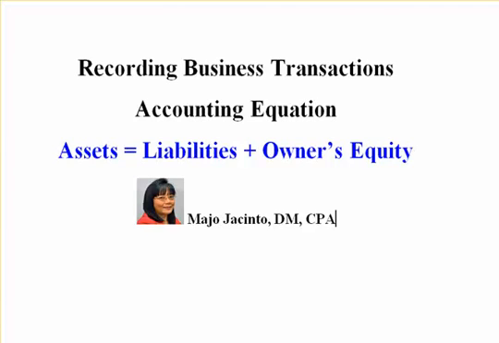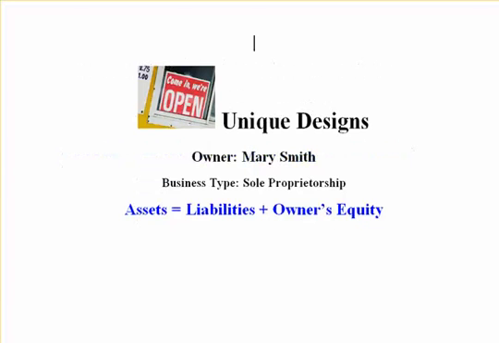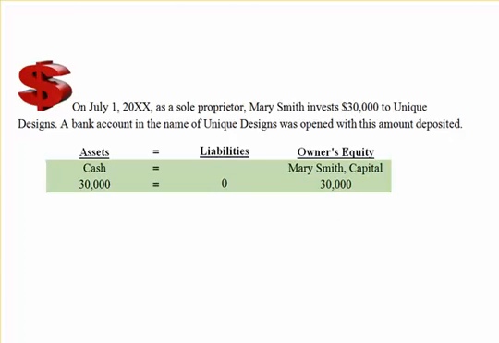I will talk you through the recording process using the accounting equation by giving you an example of a company that together we will follow along. So here is a company that just opened up. The name of the company is Unique Designs. The owner is Mary Smith, and the business type is sole proprietorship. So let's go through the transactions of Unique Designs for the month of July.